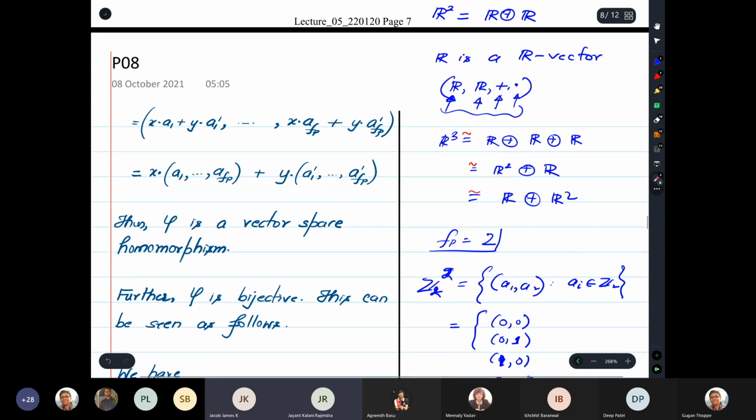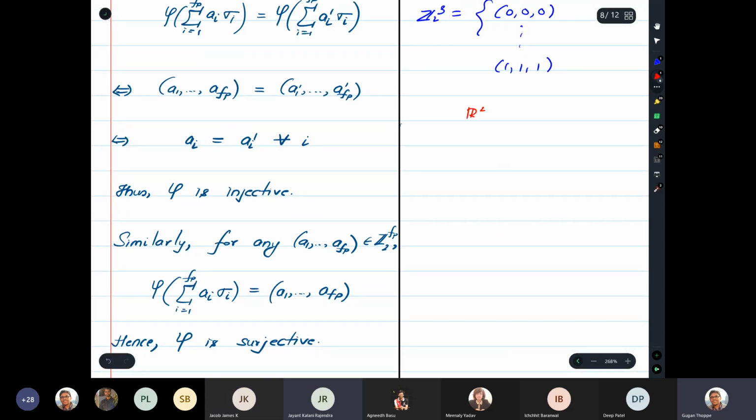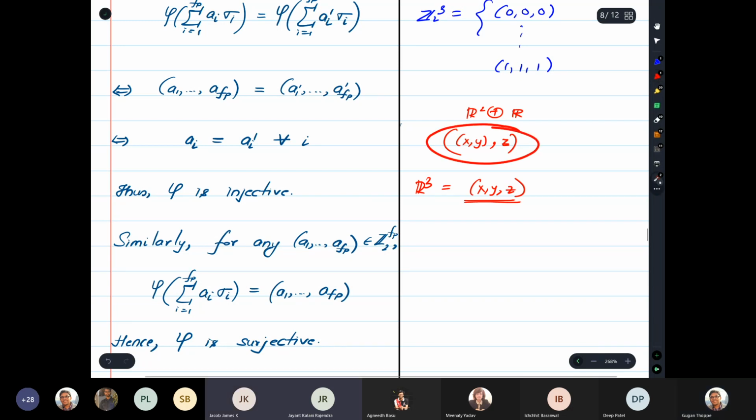In the interpretation of R3 as R2 direct sum R, wouldn't it be an ordered pair in which the first element is an ordered pair and the second is from R? Precisely, that is correct. That's why I wrote this isomorphic sign over here. So what you are saying is indeed true. When we write R2 direct sum R, this will be like ((x, y), z), whereas when we write R3, it will be like (x, y, z). This is your worry, is that correct? Yeah, isomorphic.